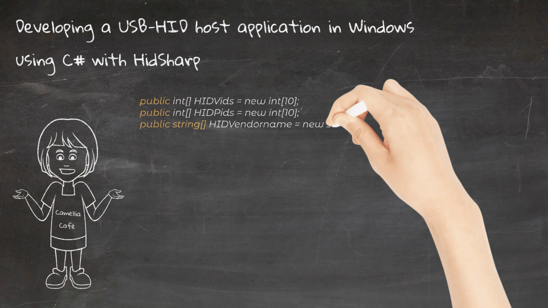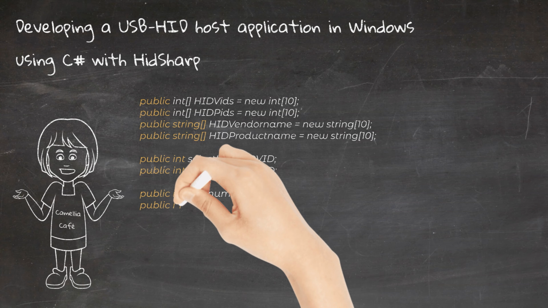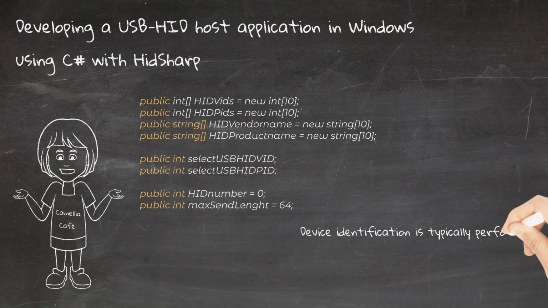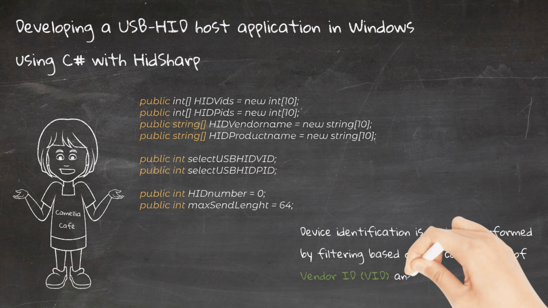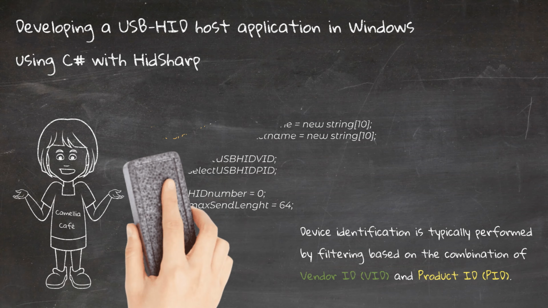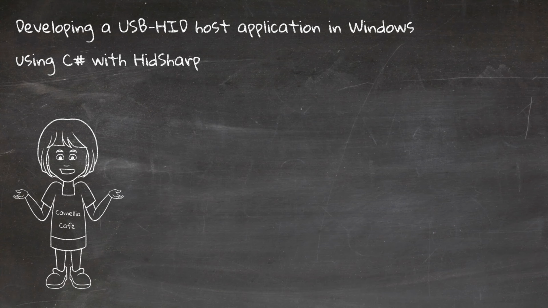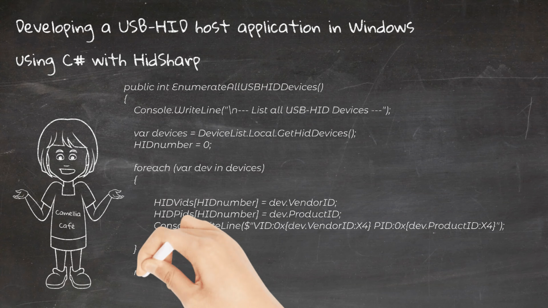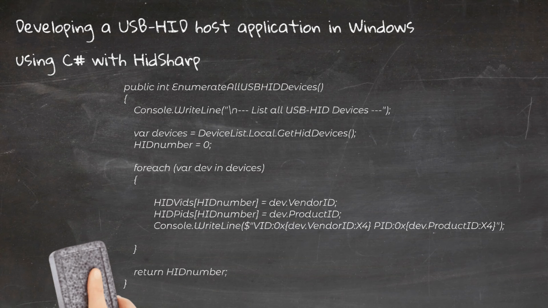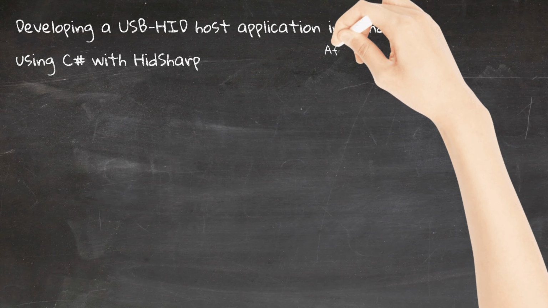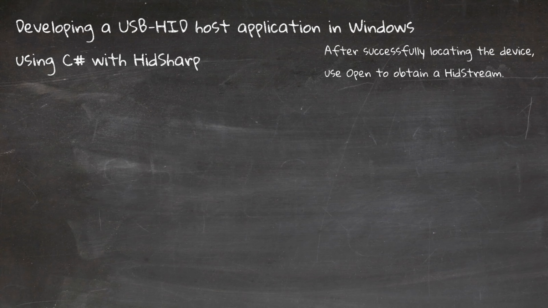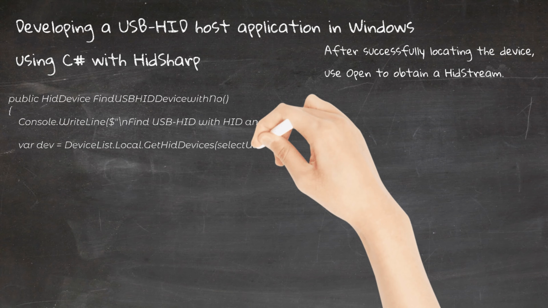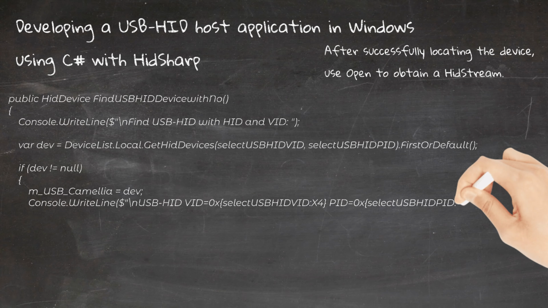To find the correct device, we usually filter by vendor ID and product ID, also known as VID and PID. Once the device is found, we call Open to obtain a HID stream. After that, we can start communication.